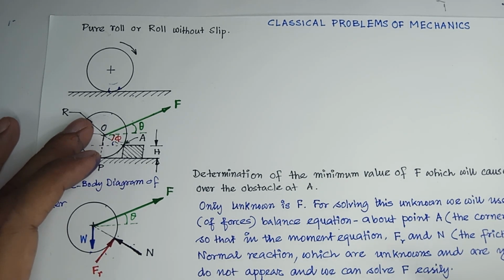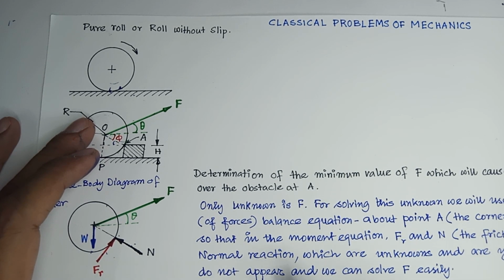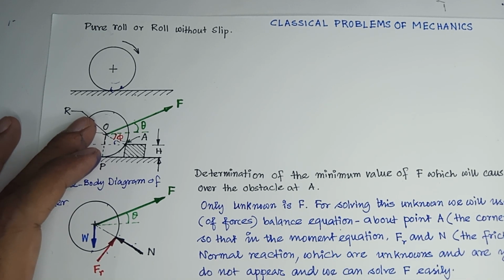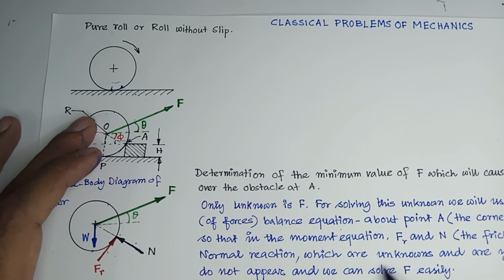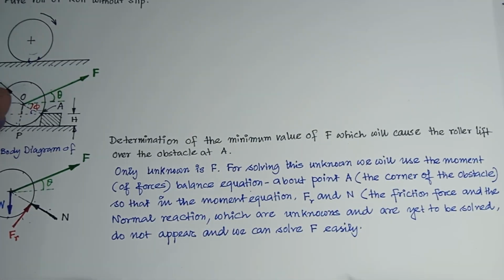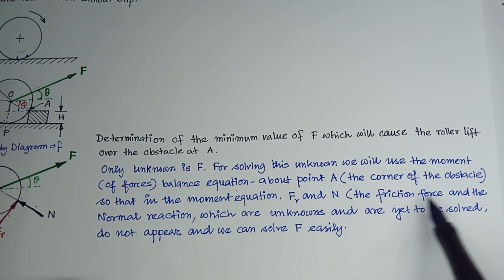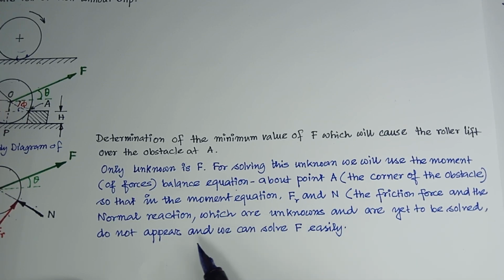Okay. Next is that in the moment equation, Fr and N, the friction force and the normal reaction, which are unknowns and yet to be solved, do not appear, and we can solve F easily. That means one equation, one unknown. From that point, we can solve it easily. So Fr and N will not appear, and we can solve the unknown F easily.